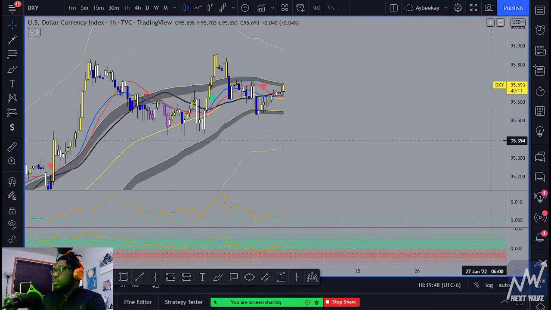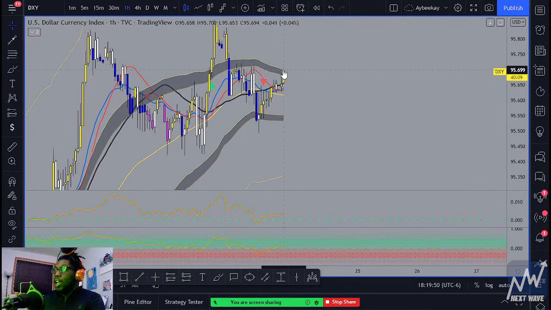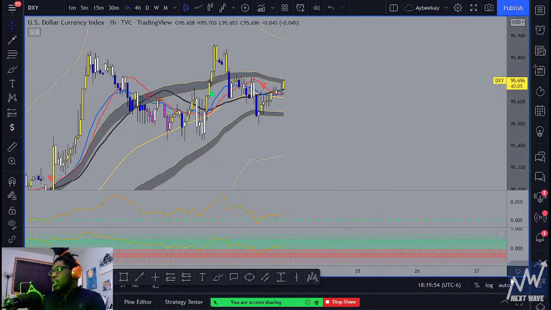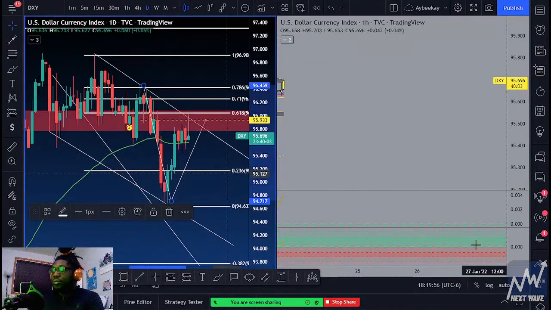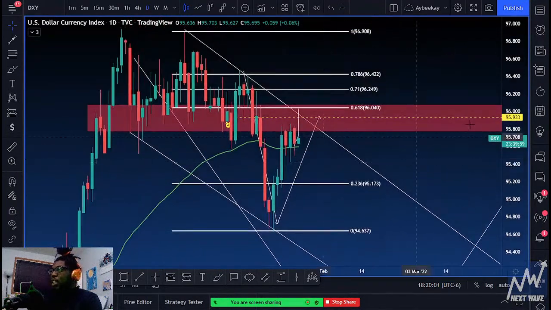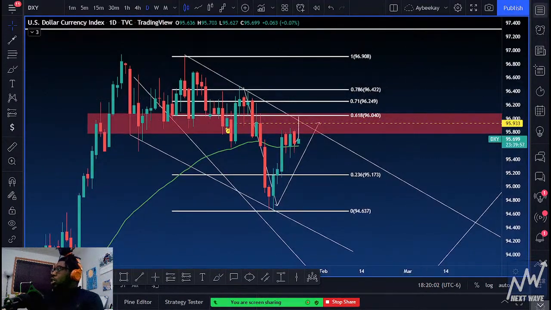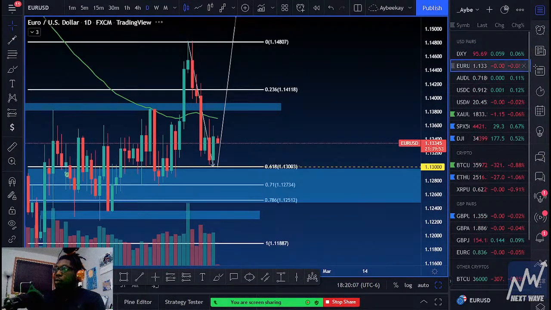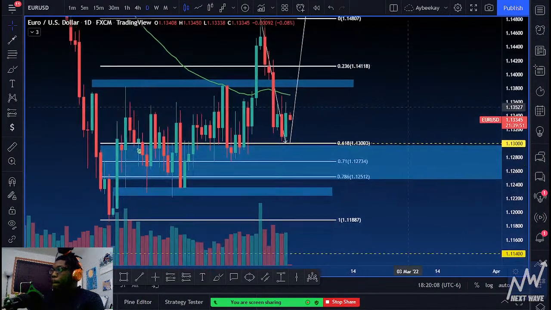But if price rejects off of where it's currently at right now, then yeah, we could possibly see the DXY continue to the downside. And if it does that, then again, it is what it is. But again, I don't think that's what's going to happen. So that's for the DXY. Going to go over Euro USD.